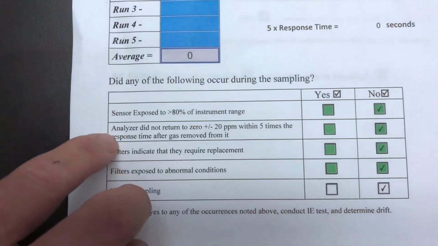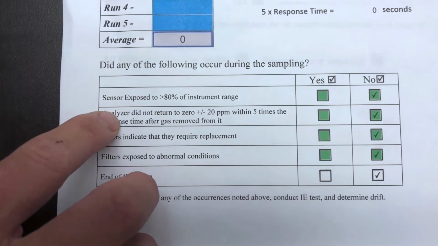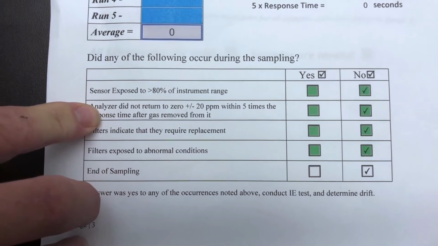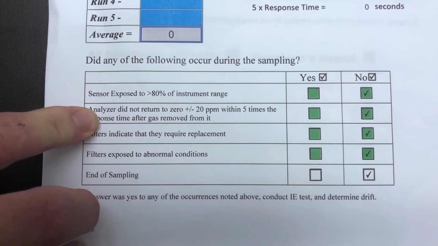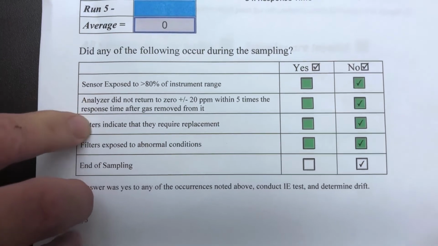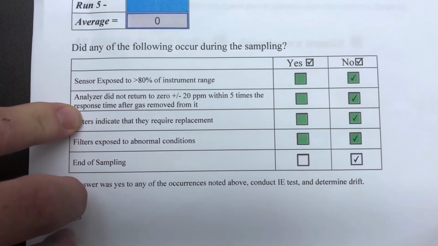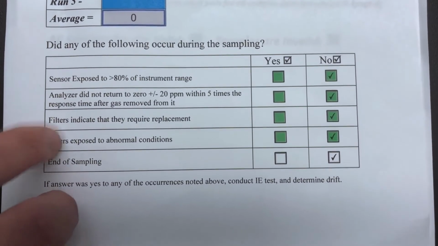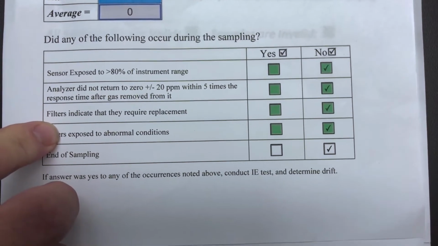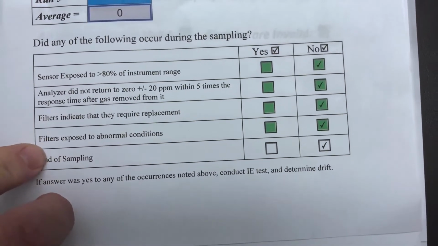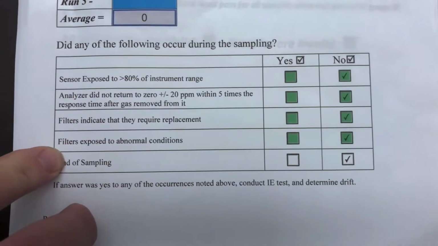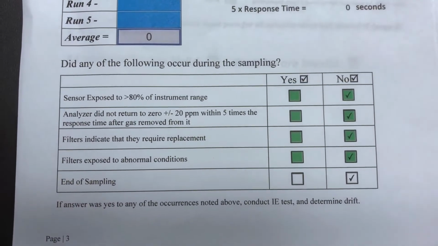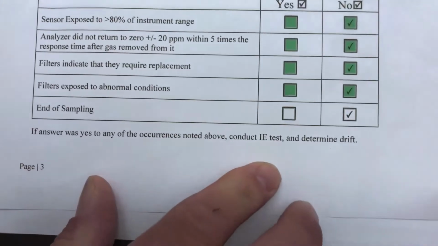So after your sampling, before you move on to your final instrument air test, you want to go over this and make sure that the sensor wasn't exposed to 80% of its range. So it's 2000 is the range, so that would be 1600. Did not. The analyzer did not return to 0, plus or minus 20 parts per million, which it did not. Filters indicate that they require replacement, which they do not. Filters exposed to abnormal conditions, liquid, those type of things. And is this the end of your sampling? If you answer yes to any of these, you must conduct an IE test.